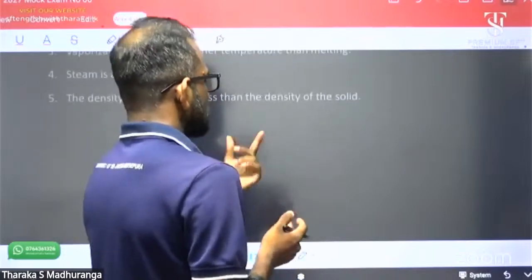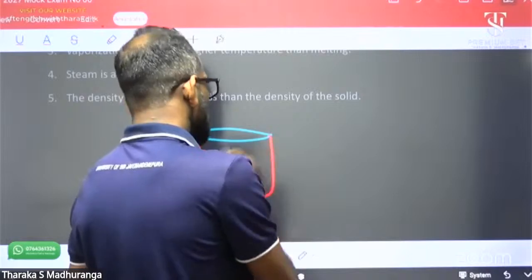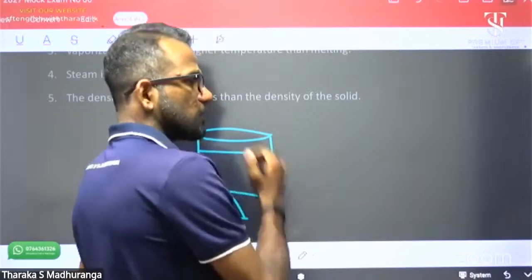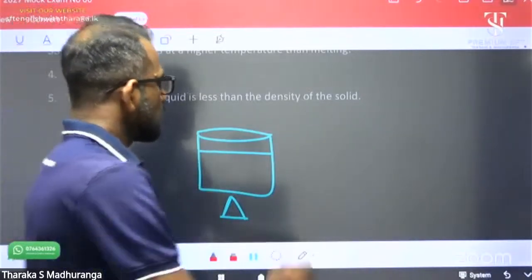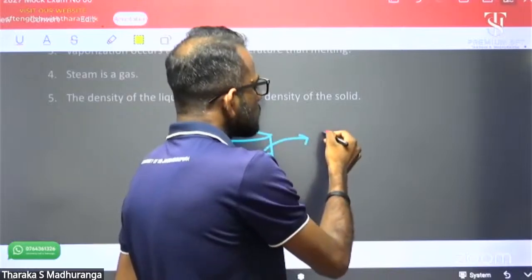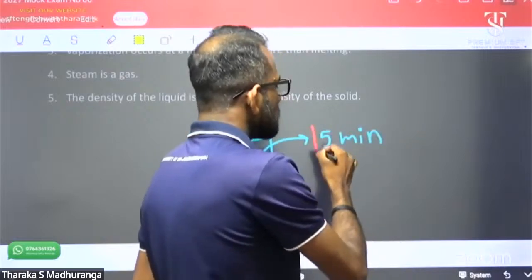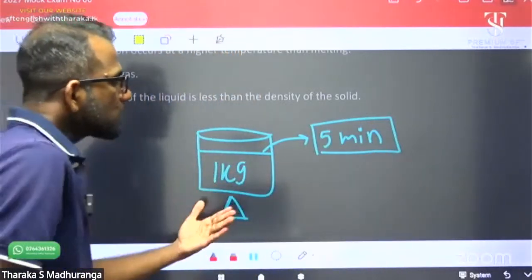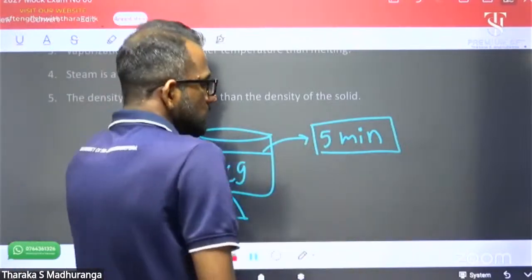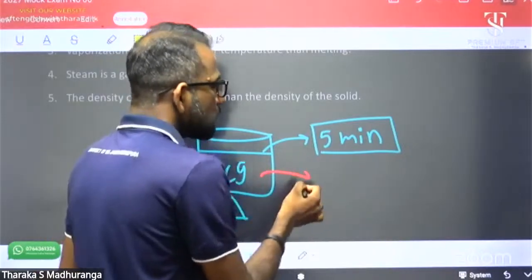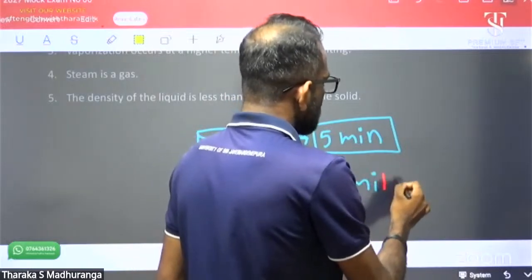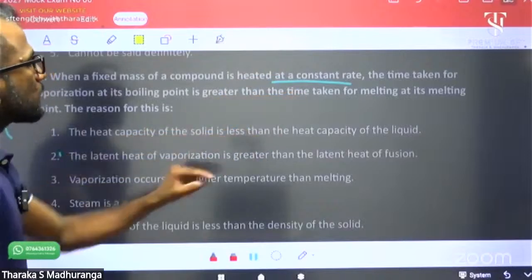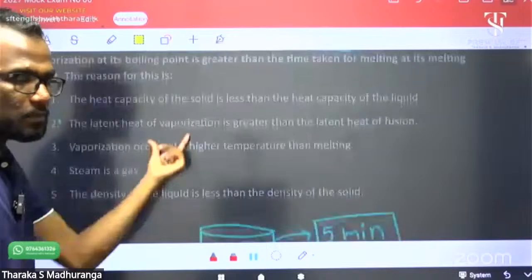if you take 1 kilogram of ice and continue heating at a constant rate, think the time taken for melting was 5 minutes. The full 1 kilogram of ice melts within 5 minutes. But after melting, if we heat up to the boiling point and vaporization, vaporization of this 1 kilogram of water takes 8 minutes. That is what is said: it takes more time. The time taken for vaporization at its boiling point, that means 100 Celsius, is greater.